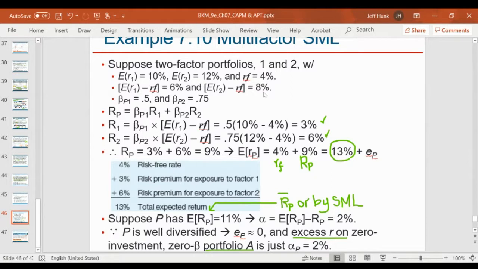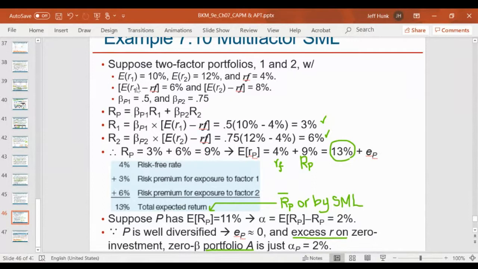And obviously, we have to operate on excess returns or risk premium. So the risk premium on the first factor is then 6%, 10 minus 4, 6%. And the risk premium on the second factor is 8% because it's 12 minus 4.